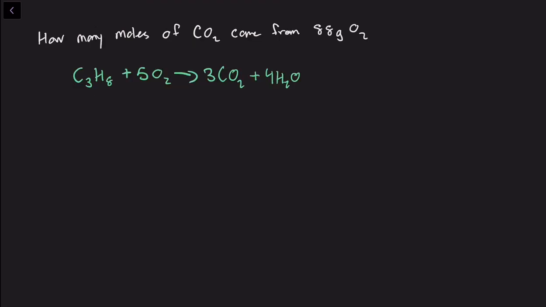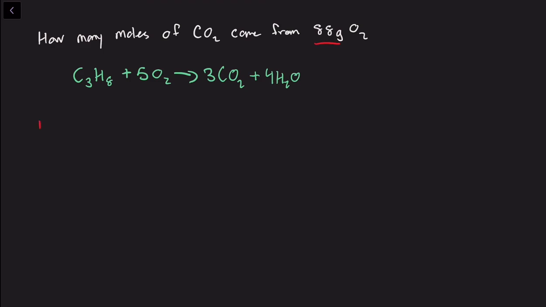Let's look at a multi-step problem. It asks us how many moles of CO2 come from 88 grams of oxygen gas. So we're given a combustion equation here in the green. And we want to do the exact same thing, except we have to add one more conversion. Instead of starting out with moles like we've seen in the last few problems, we're starting with grams. So we need to convert from grams to moles using our molar mass conversion factor.